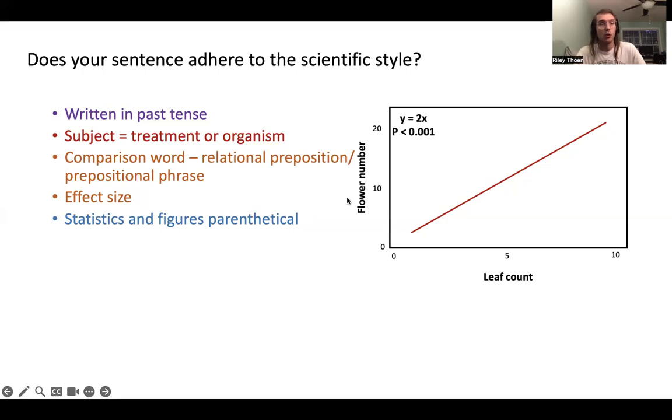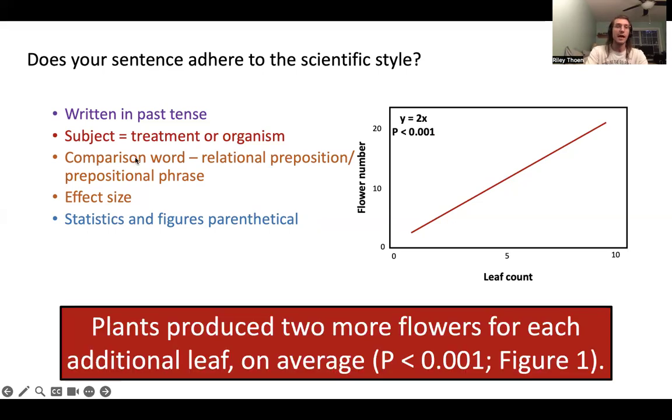So again, there is no right or wrong sentence. As long as you are communicating your science, communicating your results in a way that the reader can understand, that's great. That's all that we can ask for as readers. But this is a good little style guide for you to follow that I think is an easy way for readers to disentangle what you found in your results. So an example of the sentence that I came up with, which is again not a correct answer, just an answer, is that plants produced 2 or more flowers for each additional leaf on average.